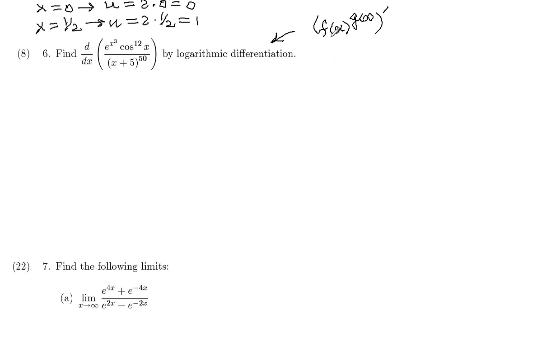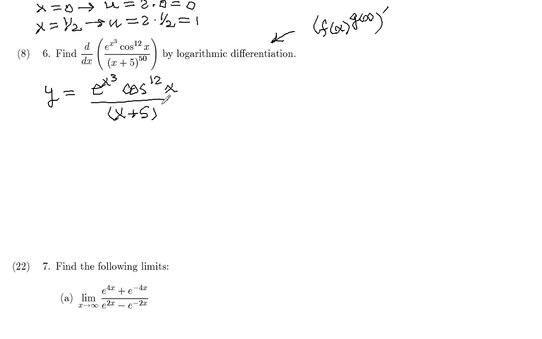Okay, so that's another thing that you're going to use logarithmic differentiation for, is something that looks like that. And remember, what you have to do is set the expression equal to y, and then you have to take logs on both sides. Okay, and that's what we're going to do here. So let's see, we start out here by setting y equal to this e to the x cubed times cosine 12th of x, and then divide by (x plus 5) to the 50th.